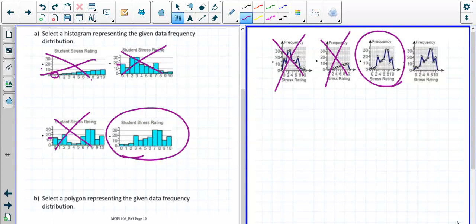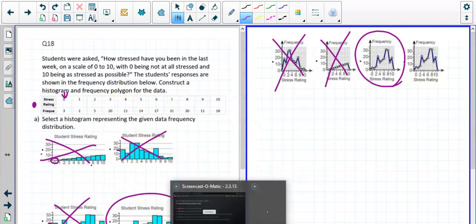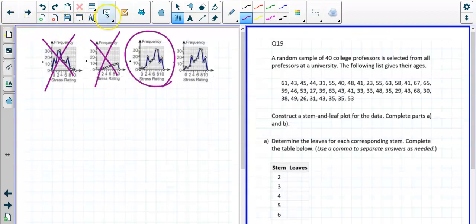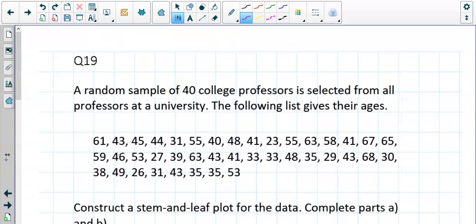That's all you're doing on this problem. Can you take what you already know over here and from the distribution table, that's right up here, and match the histogram and the polygon graph? Cool, moving on. Look at that, we're almost done. Yes. All right, back to single page.